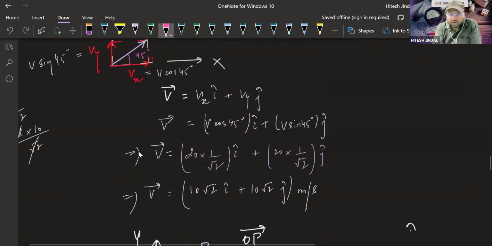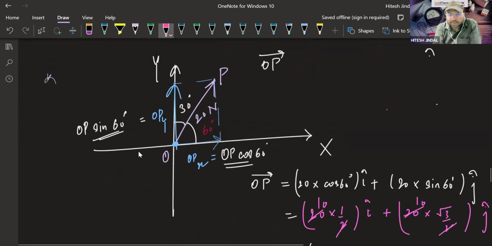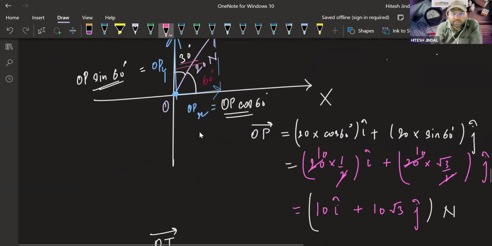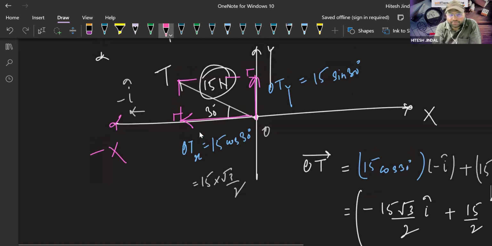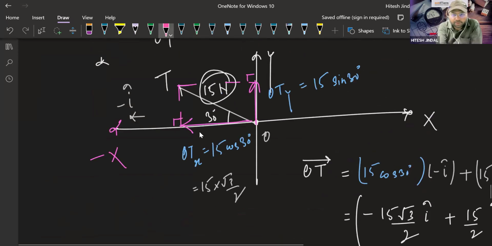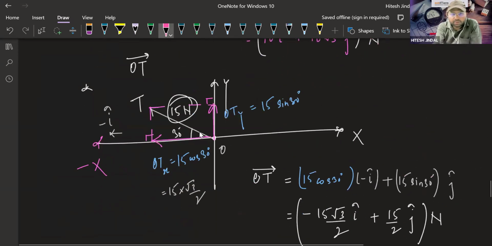So we went through various examples also, right? We have been given this as a 30-degree, right? So we also did these questions here, if you remember, that if this is 15 Newton, this is 30 degree. So what is this component? 15 cos 30 degree. This is 15 sin 30 degree, right? This is positive j cap.